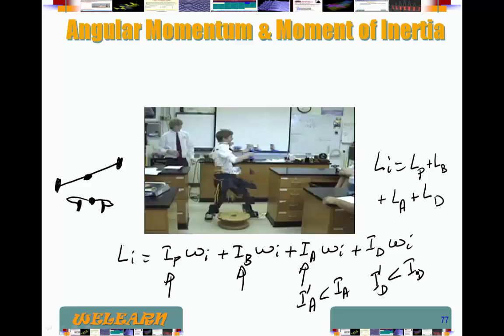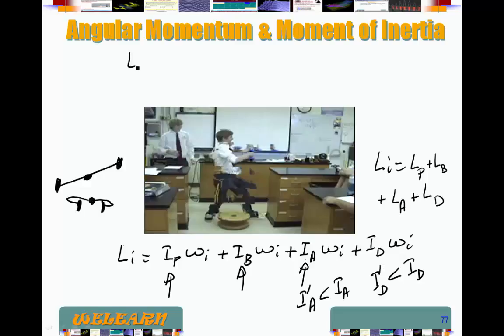So to have conservation of angular momentum, since we don't have an external torque here, since I_A became smaller and I_D became smaller, I need to have something to compensate for that. And the something is going to be a bigger angular velocity.